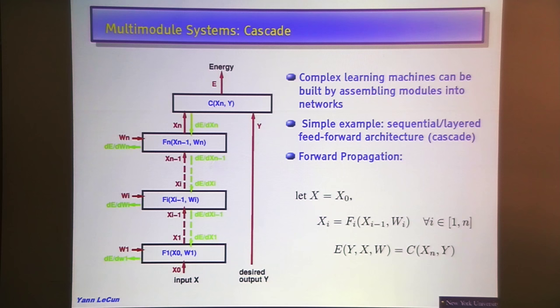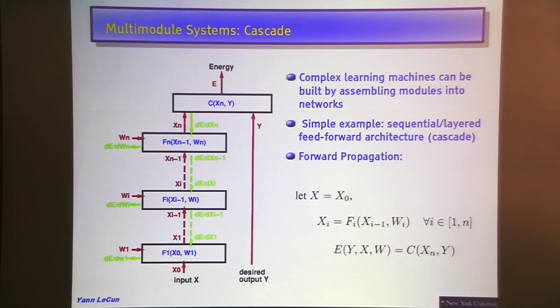Okay, so we assume here we have a network of modules, and each module has an input vector, an output vector, an input vector x_{i-1} here, an output vector x_i, and an internal parameter w_i, and it computes some function f_i of x_{i-1} and w_i. And we can just compute the output by rippling the data through, computing the output of each of those modules in sequence until we get the answer here that we can compare with the answer we want.